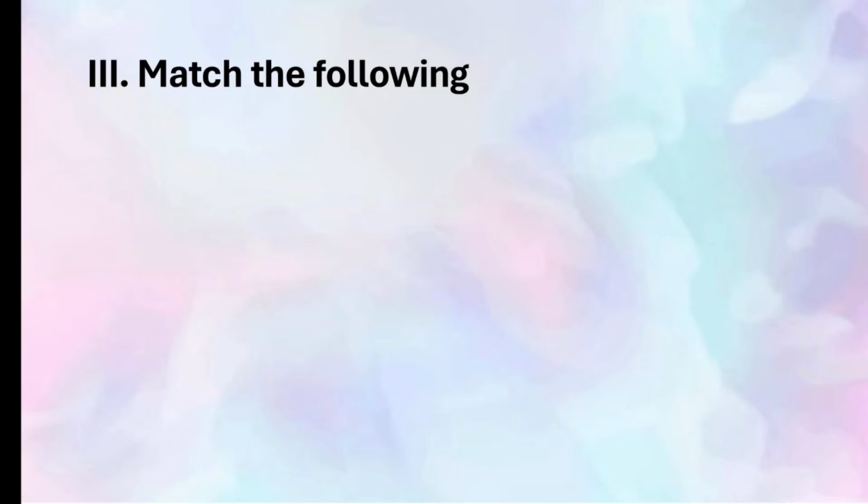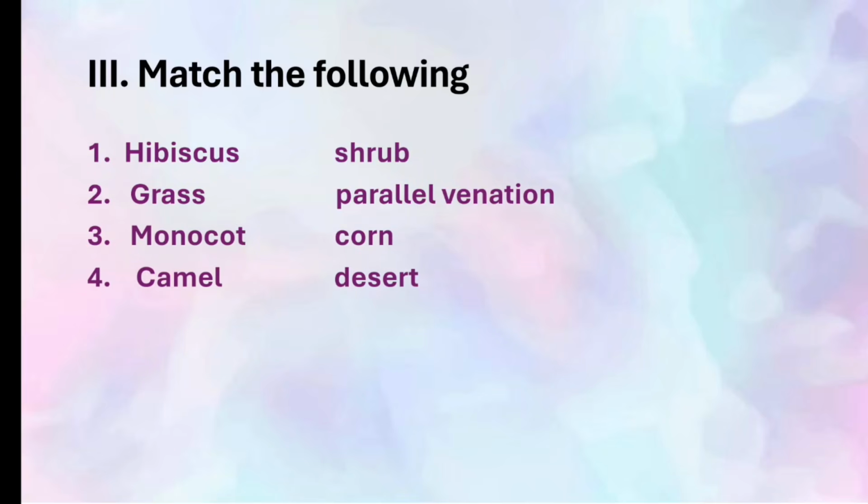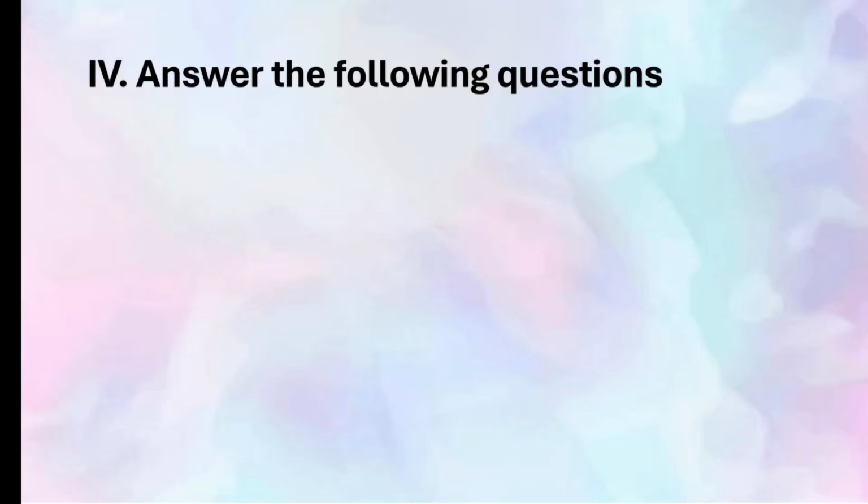Third main, match the following. I have matched the correct answers already. First one, hibiscus, shrub. Second, grass, parallel venation. Third, monocot, corn. Fourth, camel, desert. Fifth, amphibian, frog. Fourth main, answer the following questions.